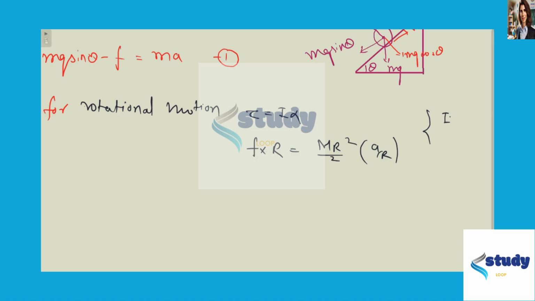As we know that for a solid cylinder I is mR squared by 2, and the value of A is equal to R alpha in pure rolling. So finally we can say that F becomes m by 2 into A. This is our equation second.